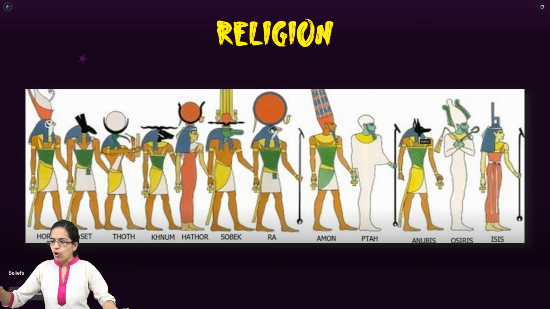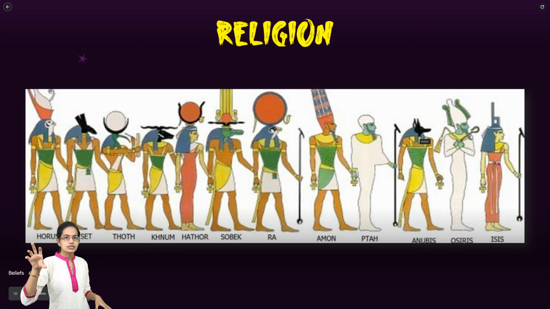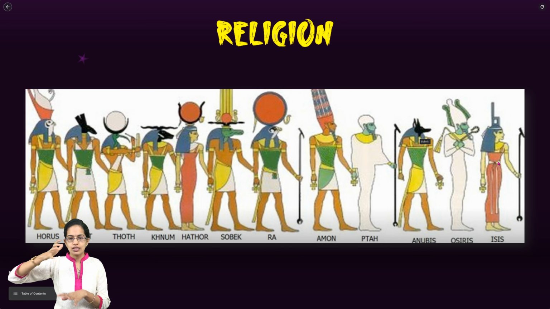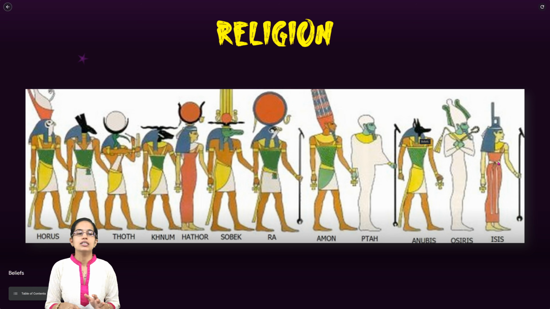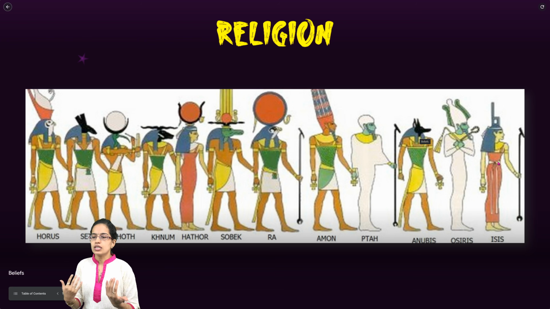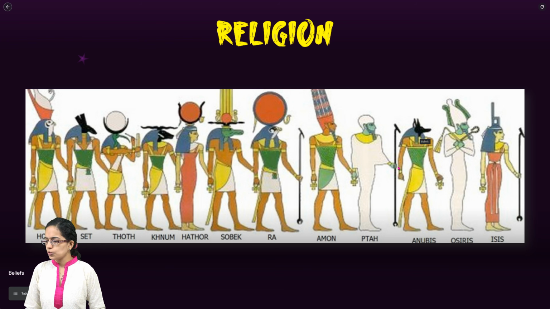So among all these gods, you had Ra, the sun god, who was considered the father god for Osiris and Isis, and these three gods are considered the major gods in the Egyptian civilization, and then you do have other gods that were present.